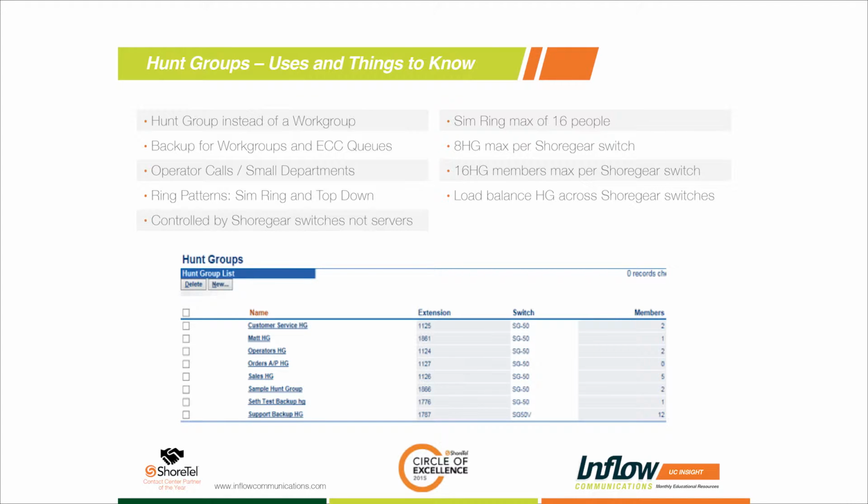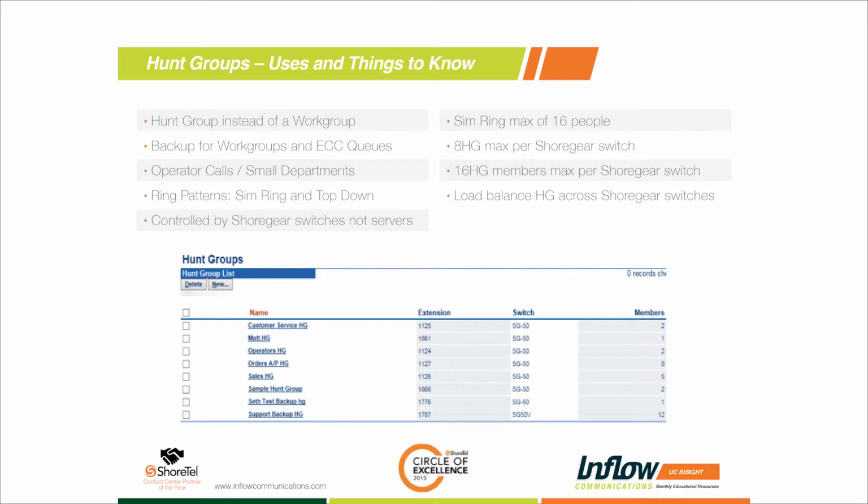A lot of customers will use hunt groups to back up a work group or an ECC group. So if you have a server problem, we can fail the call back over to a switch-based hunt group and still at least get the calls answered for your customers. So that's probably the primary, number one reason for use of hunt groups. The other use is operator calls, small departments where you just want to ring a few phones simultaneously.